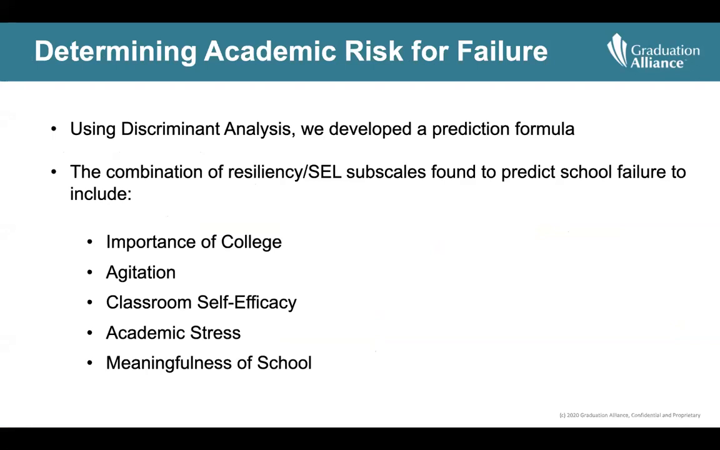Here we are. So this was the slide, sorry, I had it out of order. So the discriminant analysis for looking at the at-risk: importance of college, the agitation, classroom self-efficacy, academic stress, and meaningfulness of school. These are the things that combine around that risk level. And so there's no individual thing that makes them at risk, as we know, for dropping out of school or getting grade levels behind because of not passing courses. But from our work, we had pretty strong results: up to an 85% positive prediction, the more severe they were on these areas. So we're feeling confident that these are the things to be most concerned about.